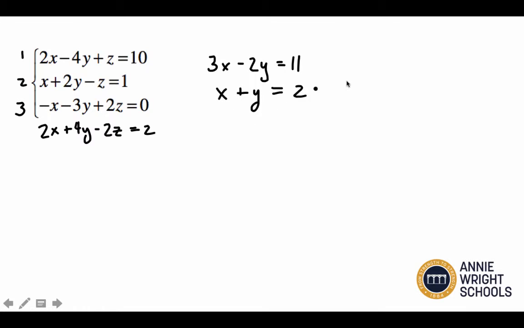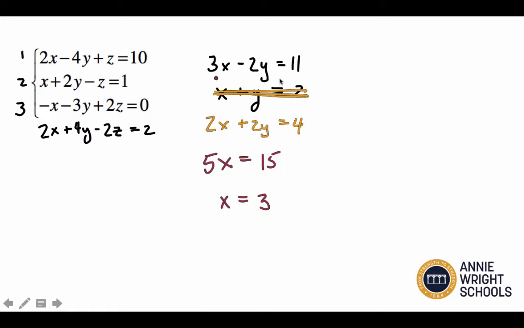I'm going to multiply the bottom equation by 2. And I'm going to get, in a new color here, 2x plus 2y equals 4. With that equation, I'm going to combine it up here to get rid of y. And when I do that, I get 5x equals 15. That means x equals 3.